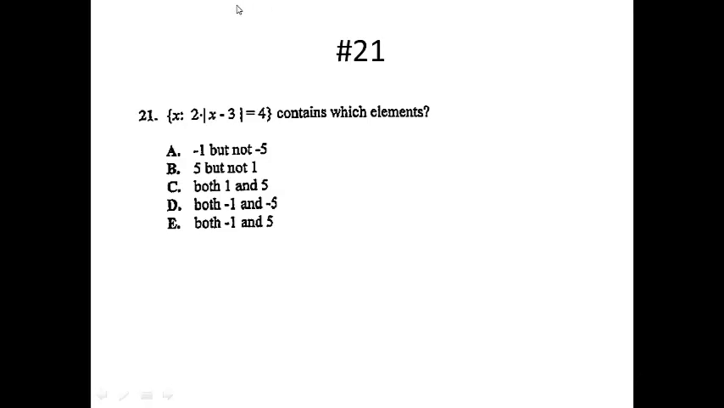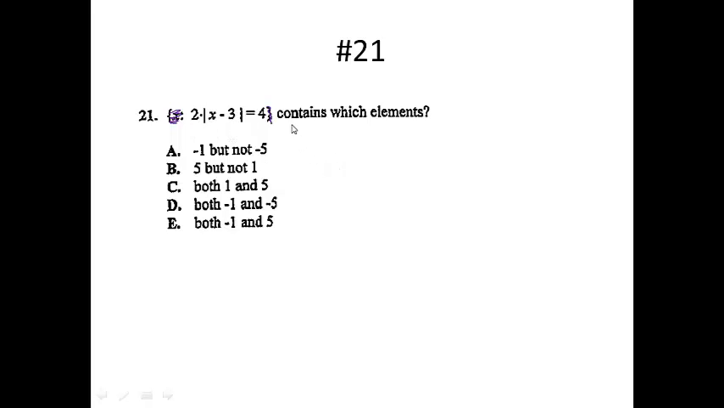Problem 21. The set where x is such that 2 times the absolute value of x minus 3 equals 4 contains which elements? First of all, there's a lot of wordy stuff going on in here, so I'm just going to help you get rid of the wordy stuff. I'm going to solve it the algebra way, and then I will solve it a non-algebra way as well.